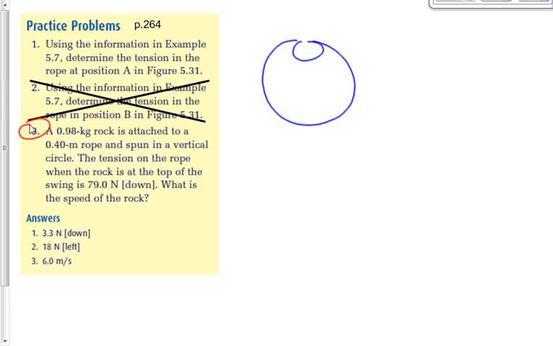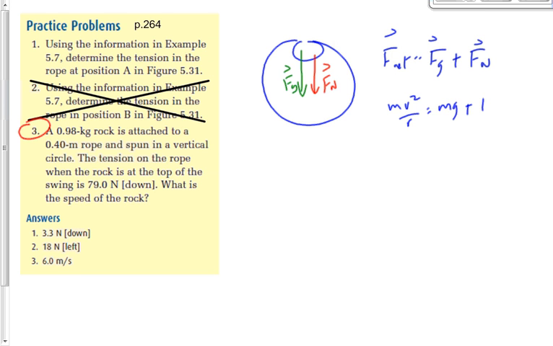We have a force of gravity acting at the top of the circle. We also have a normal force acting at the top of the circle, and it's also acting downwards. We're going to say F net is equal to the sum of the forces. That's going to be Fg plus Fn. We're going to say mv squared over r is equal to m times g plus Fn. What are we looking for here? The speed of the rock, right? We're looking for v.